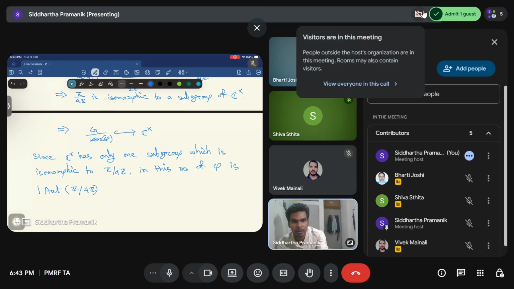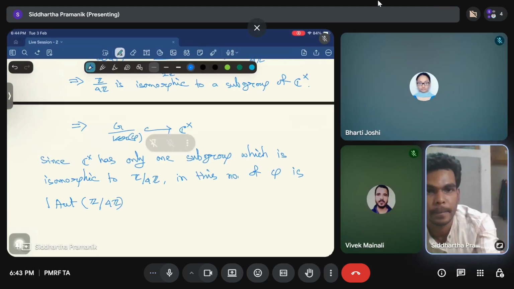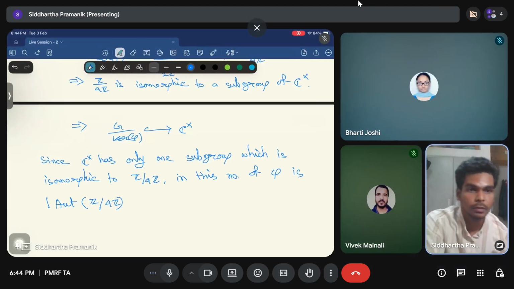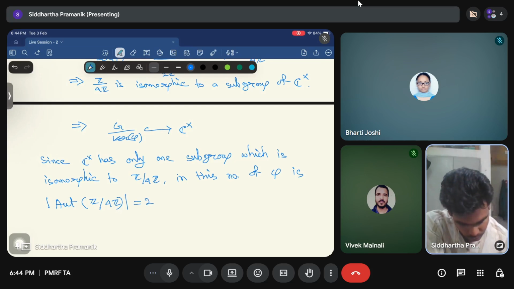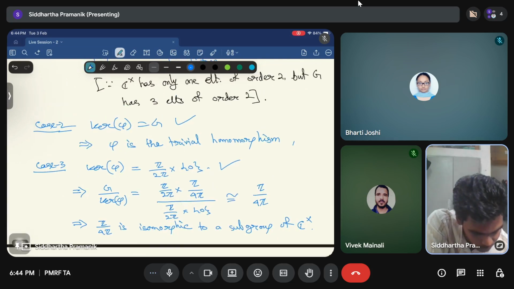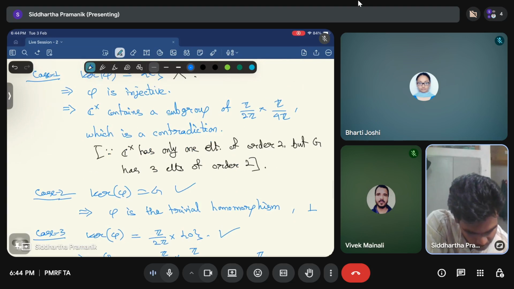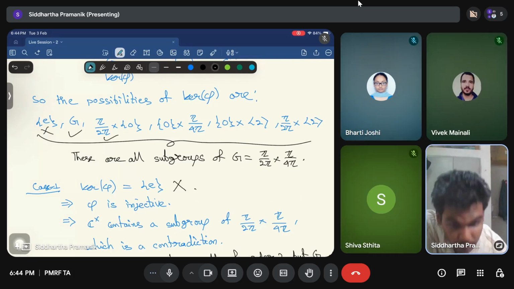Are you getting it, or do you have any doubt? And this is basically 2. So in this case, we are getting 2 homomorphisms. In the previous case, we got 1 homomorphism, and in case 1, we have no homomorphism. So here we have 1 homomorphism, and in this case we have 2.